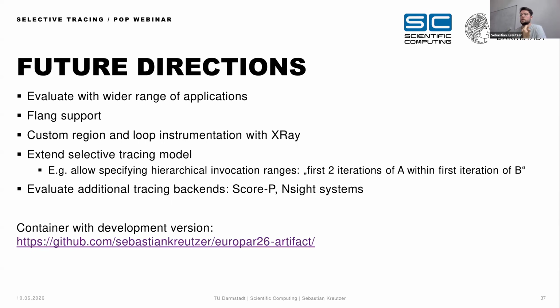Then we also want to look into extending XRay for custom region and loop instrumentation, because currently it's only on a function level. And we are also looking into extending the selective tracing model. For example, there could be an extension to allow specifying hierarchical invocation ranges, saying something like: first record 2 iterations of A within the first iteration of B. So instead of having everything on the global level, selecting these invocations based on the current call stack.